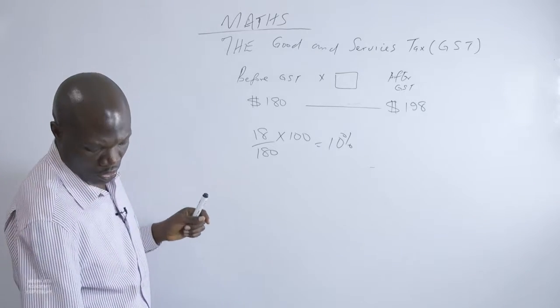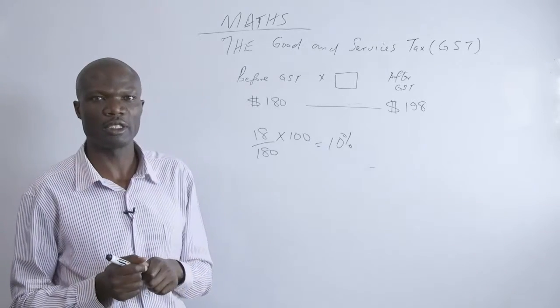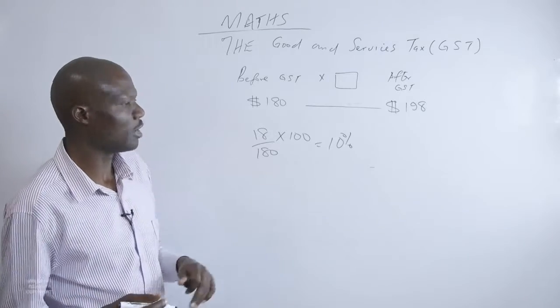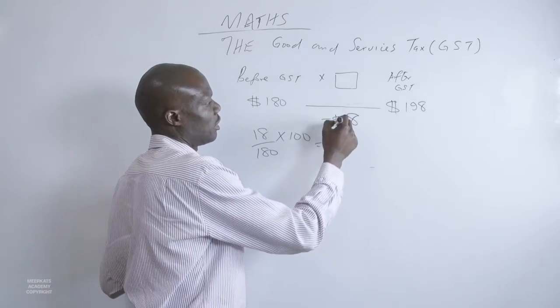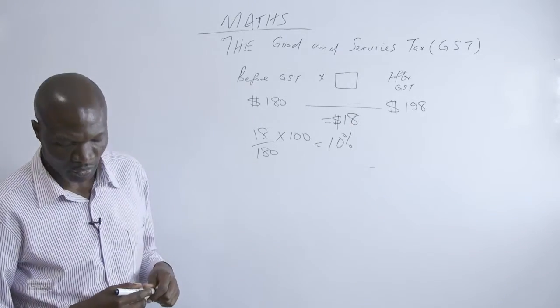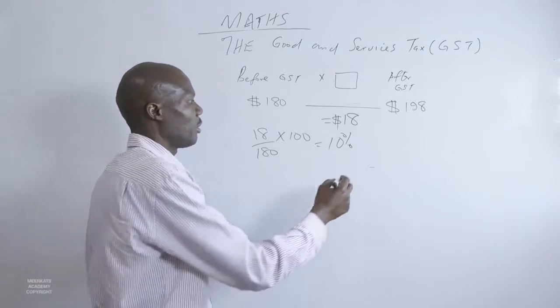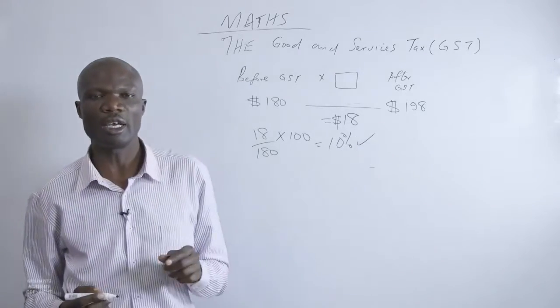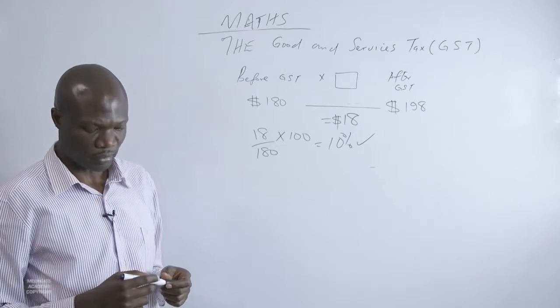So, how much was paid as tax in this transaction? It is a total of $18. What percentage was it? We have seen it is 10%.